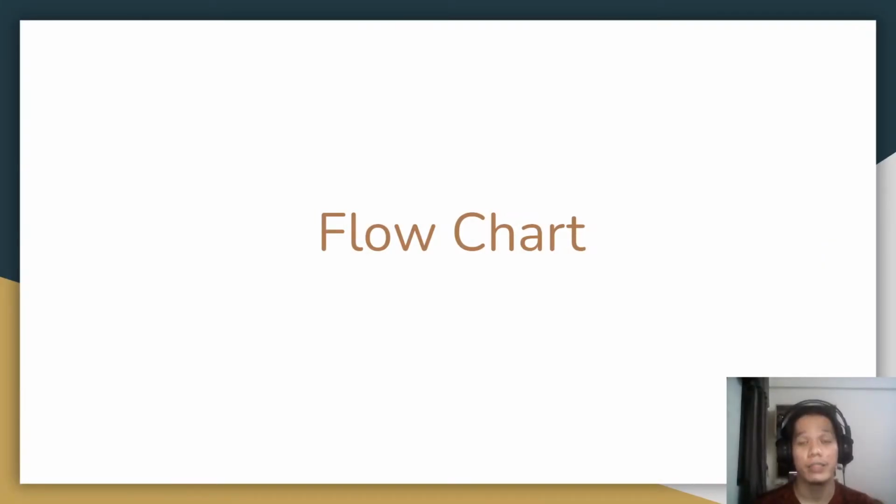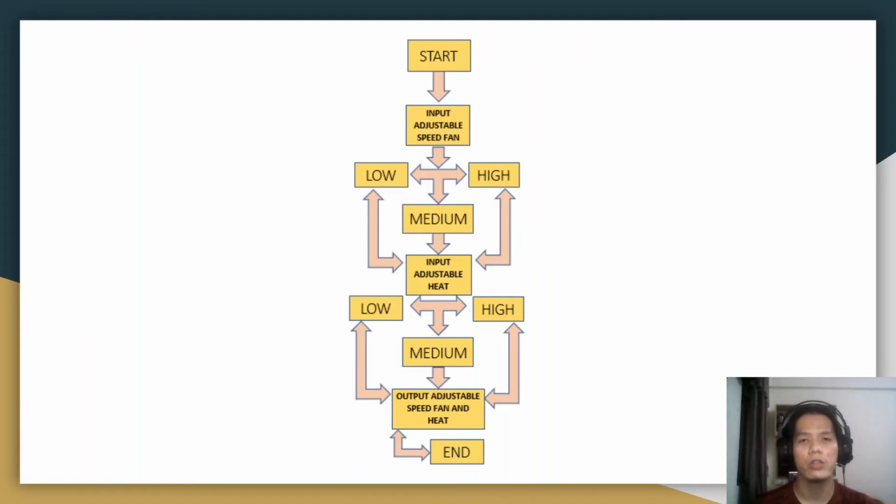So next, we move to the flowchart. This is the flowchart for our group assignment. The first box is start, and then we move to the input adjustable speed fan. In the adjustable speed fan, we have 3 conditions, which are low, medium, and high. And then we move to the other box, which is input adjustable heat.